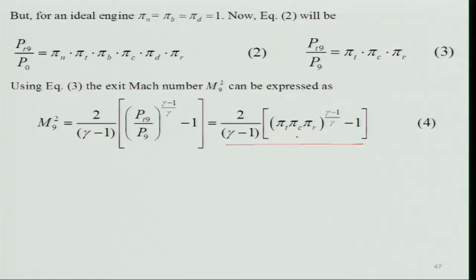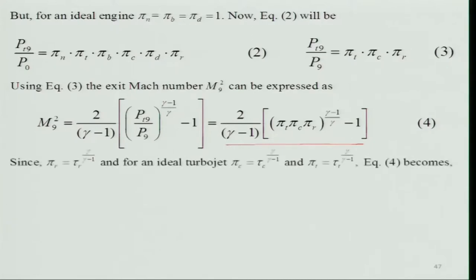So, whereas the pi R, you know, we can relate to tau R to the power gamma by gamma minus 1. And similarly for pi C and pi T, these are isentropic relationships. Pi means it is the pressure ratio. Tau means it is the temperature ratio. So we know the pressure ratio can be related to the temperature ratio with the help of this gamma, or the index.